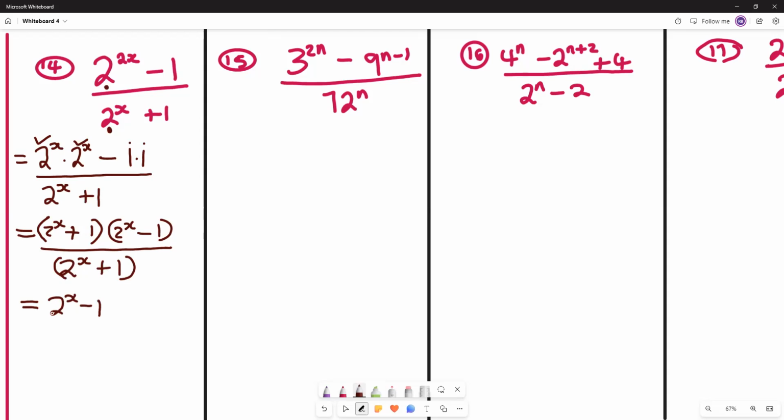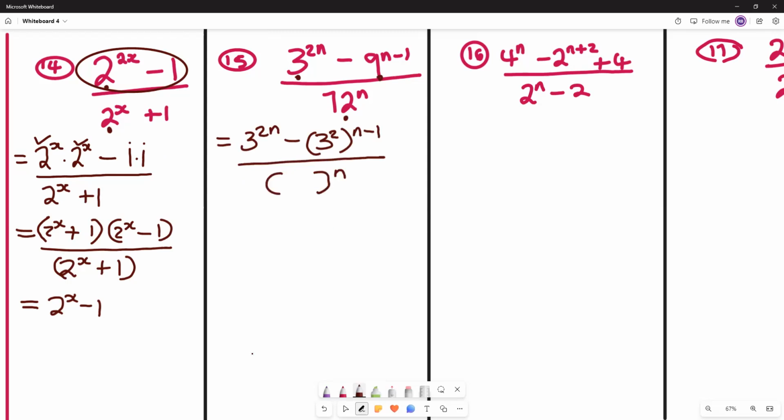You see, here the strategy was to see that this exponent is 2 times that one, which means you must have difference of 2 squares on the top, because there's a minus and 1 is also a perfect square, right? Let's do 15. So you have this, you have that, you have that, right? So obviously 3 is a prime base, 9 is not a prime base, 72 is not a prime base. We need to change them to prime bases, right? Remember 9 can be represented as 3 squared, so that one is easy.